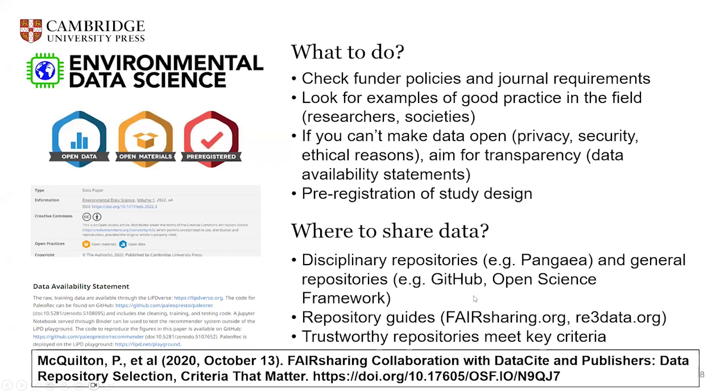In terms of where to share, you need to find reliable repositories, discipline repositories and general repositories like GitHub, and some repository guides. A trustworthy repository is very important. I also put the paper here, you can have a look at that. The DOI link is also here, and you can learn more about the data availability statement and also open research and research transparency. It's only for a trustworthy scientific environment.